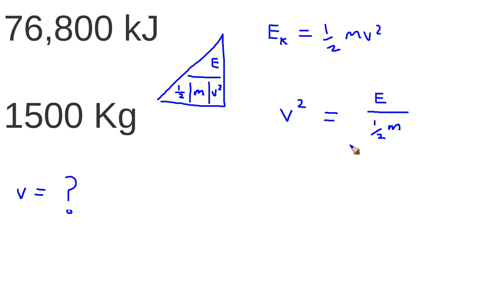In this case, we could already plug our numbers into that and work it out. So it would be 76,800 divided by half of this, which would be 750 kg. We could work that out, but to get v rather than v squared, we've got to square root both sides. So we can square root this, but if we do that, we've got to do the other side. So it'll be the square root of E over half m.